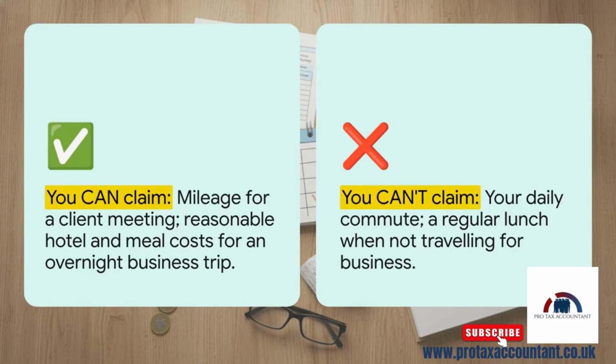Let's make it real. Driving to a client meeting in Birmingham, that's business. You can claim for that. But your daily drive to your regular office, nope, that's just commuting. An overnight stay in Manchester for a conference, the hotel, and a reasonable dinner are fine. But your daily Pret sandwich when you're working normally, you can't claim for that because you'd have to eat anyway. Pro tip here: don't forget you can often claim for a portion of your home bills if you work from home, or for professional training that's relevant to your job. Getting this part right is a game changer.